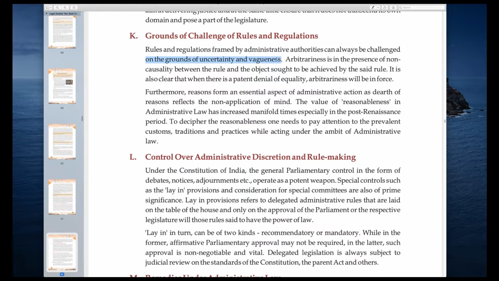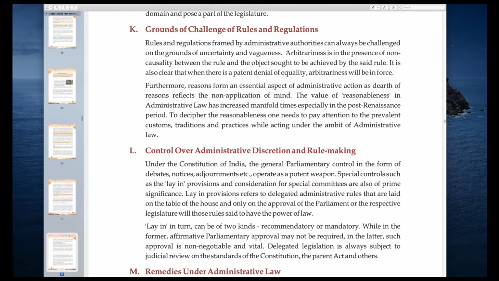So here two grounds are mentioned. Uncertainty: if any plan or policy is uncertain or vague, meaning not clear, then it can be challenged. The next sentence says arbitrariness is in the presence of non-causality between the rule and the object sought to be achieved by the said rule. We have also discussed this part, arbitrariness. That shouldn't be there.